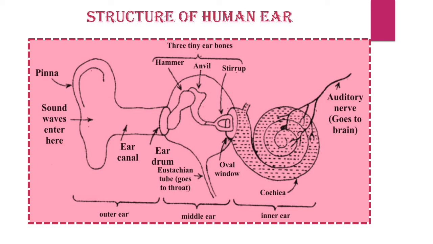Now children, the inner ear has a coiled tube called the cochlea. One side of the cochlea is connected to the middle ear through the elastic membrane over the oval window. The cochlea is filled with a liquid, and this liquid contains nerve cells which are sensitive to sound. The other side of the cochlea is connected to the auditory nerve, the nerve which goes to the brain. Hope you understood the structure of the human ear.